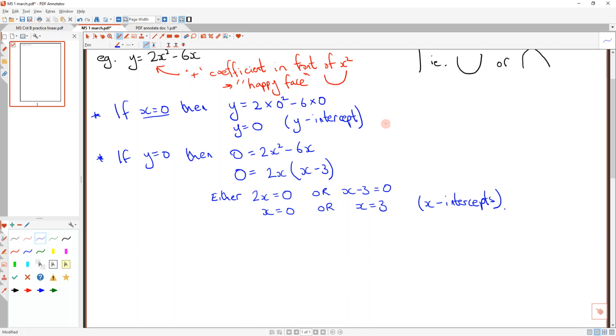So let me just write up here. Now this makes sense because I've got my y-intercept, which is 0, 0. I've got my x-intercepts, which is 0, 0 again, but also, what's the other one? Not 0, 3, but 3, 0. Remember the x-coordinate comes first.